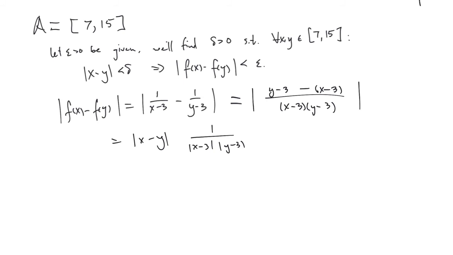And what do we do with this big fraction part there? Well, remember x and y are in the interval. In my case, I use 7 to 15, which none of you picked. And I want to use a less than or equal, so I need to make the fraction as big as possible, which means I need to make the denominator as small as possible. So I'm going to plug in 7 for both x and y. So in my case, I have x minus y times 1 over 7 minus 3 times 7 minus 3, right? Those are each 4, and so I get x minus y times 1 over 16, all right?